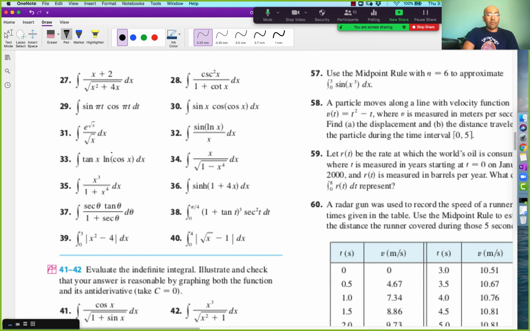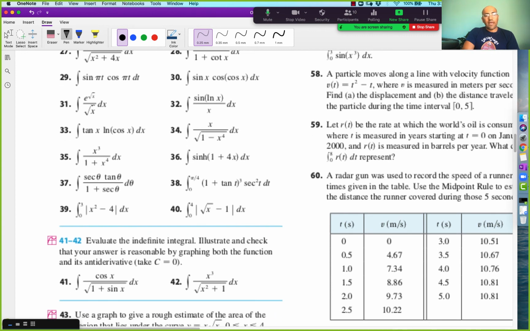Good. What about 31? If we let u equal the square root of x, its derivative will be equal to 1 over the square root of x, which is found right there. Good. So we end up with e to the u.